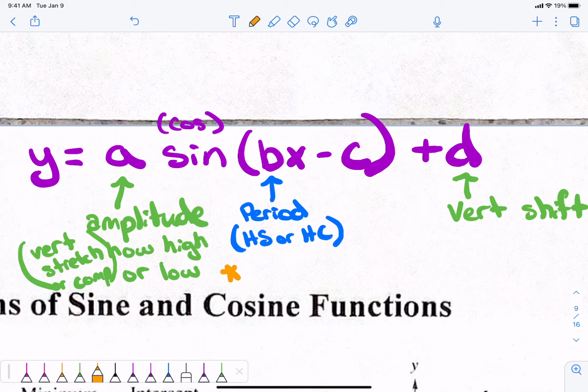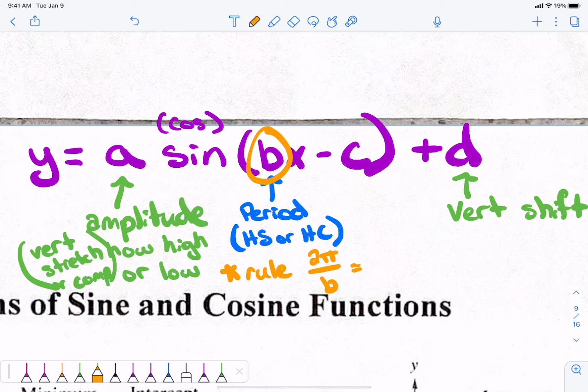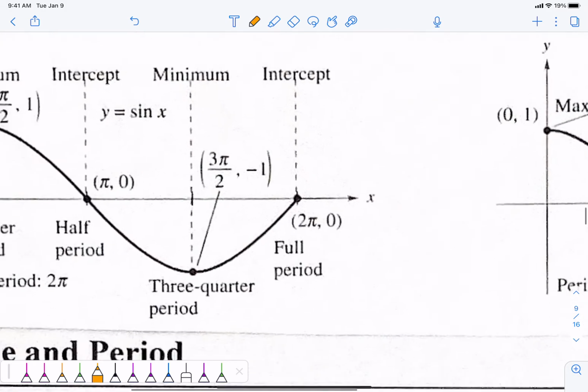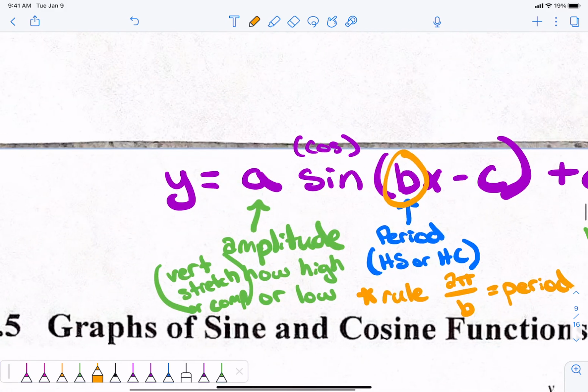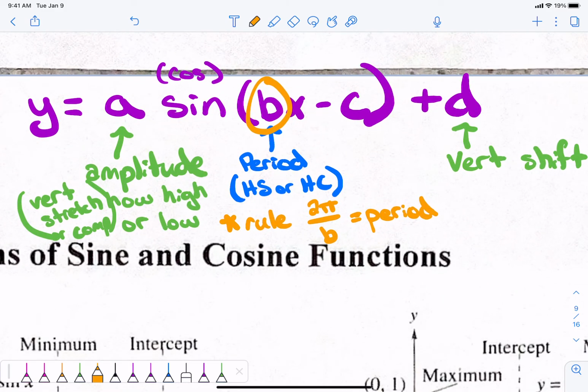This is the rule. Whatever your B value is, you take 2 pi and you divide by that number, and that gives you what the period is. Now, do you remember why it is 2 pi from trig class? The normal period of sine and cosine is 1 full cycle, which is 2 pi. It takes 1 full cycle before it gets back to the beginning again, and then it starts over. So 1 full period of sine or cosine is 2 pi.